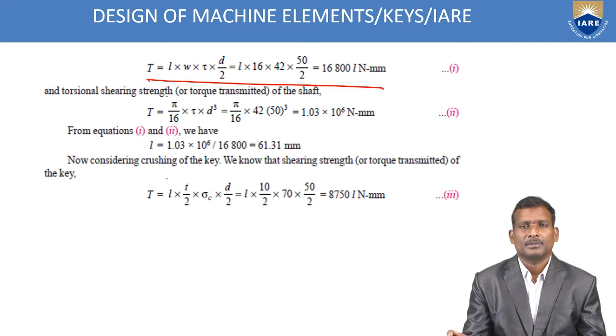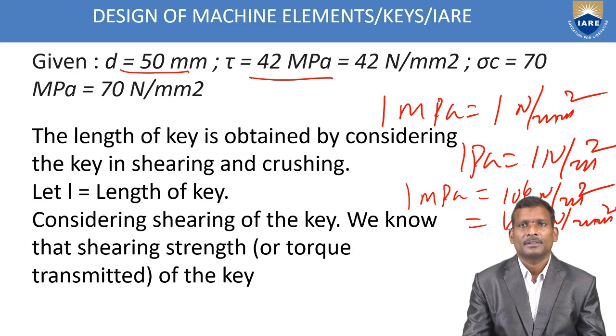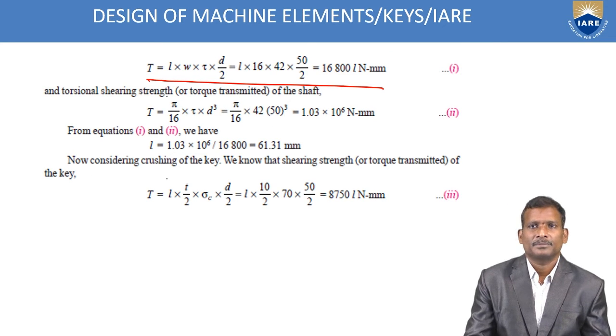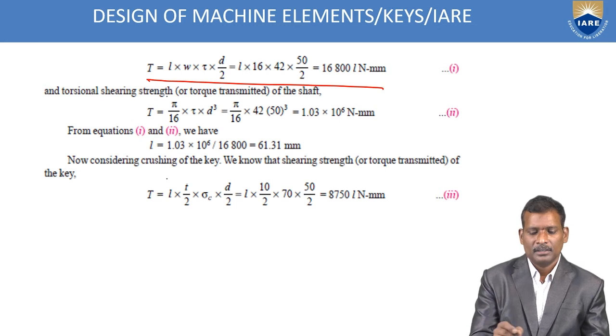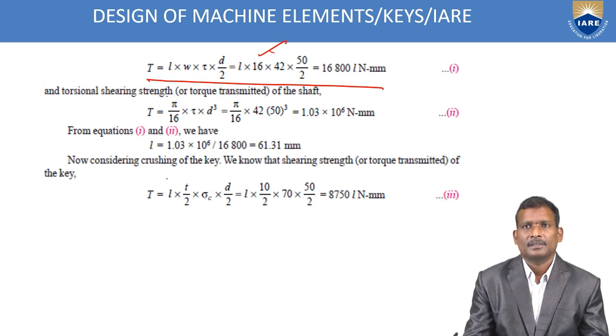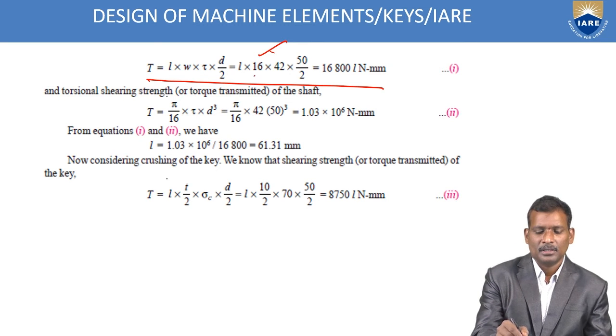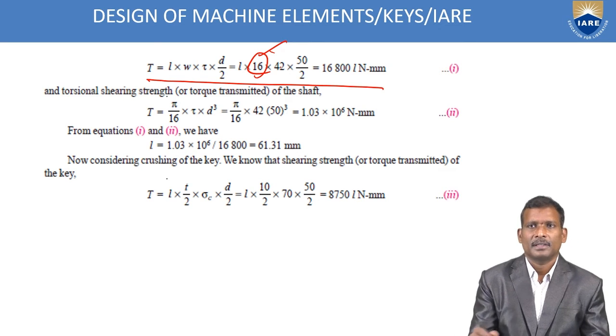In this we don't know L. The shear stress is available, but the width is also not given in the problem. So, here you can take L into W. Here W you can take 16 mm, and shear strength is 42 Newton per mm square, and D you already know. So, in this 16 has been taken.